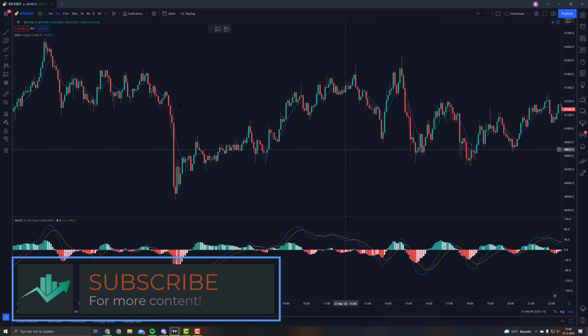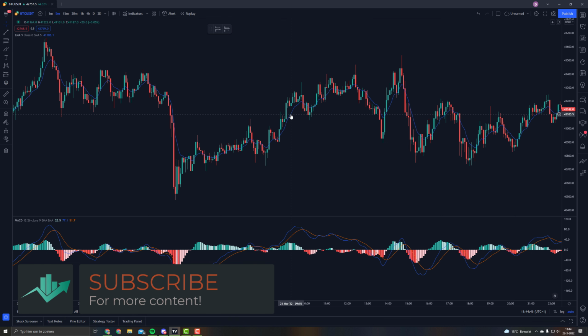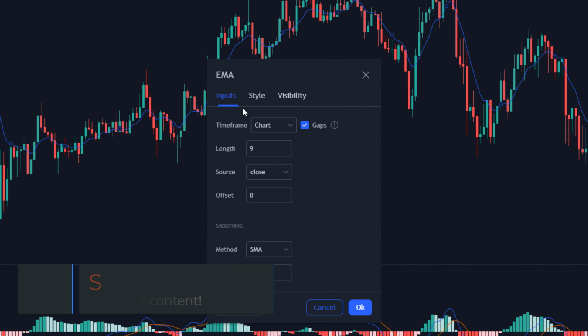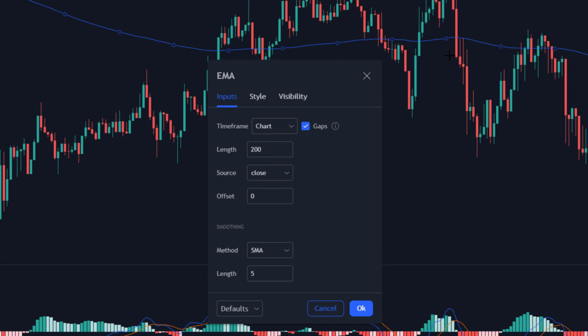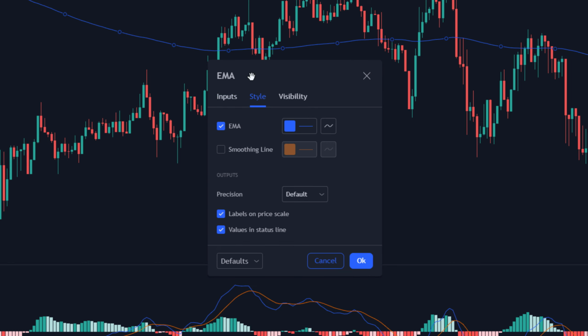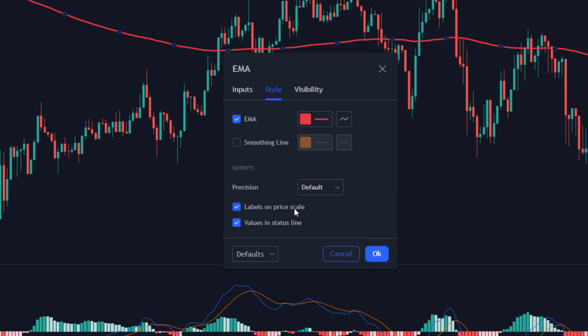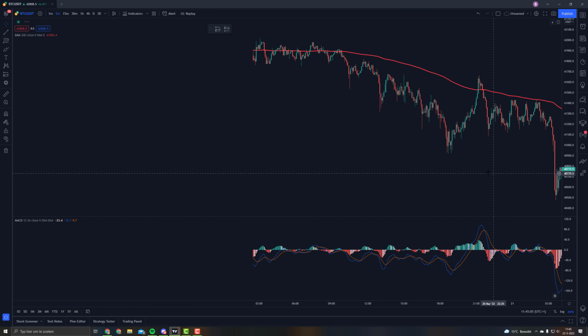If we add this, we have to change some settings of the EMA. So we go to the settings tab. We change the length to 200. 200 means that it looks back 200 candles to get the average. And we want this to be red. I want it to be red to make it clear for me.